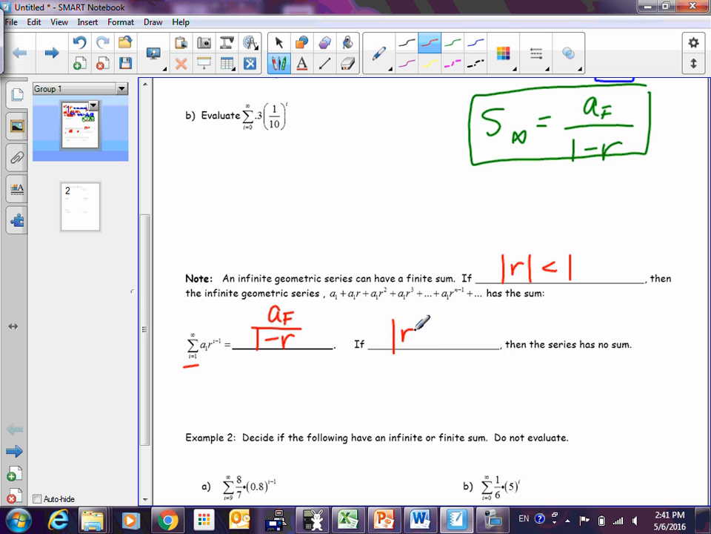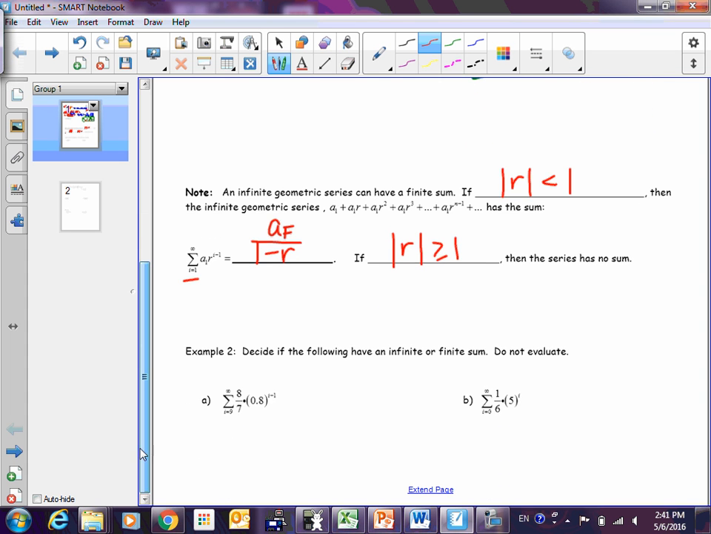If the absolute value of r is actually greater than or equal to 1, then the series has no sum. What this would look like is a pattern that's getting bigger and bigger and bigger, and so when you add all the numbers up, it never turns out to be a finite number. It turns out just to be infinity or negative infinity.